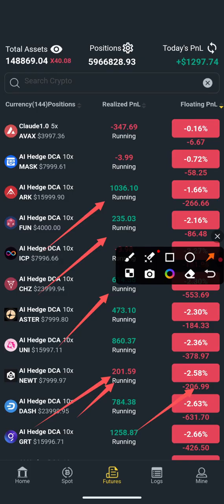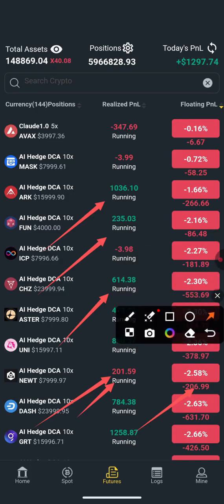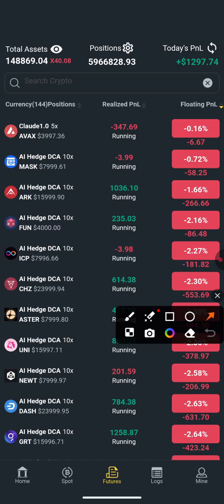So when this happens, guys, when the function here is inserted, and then all your positions have met that threshold.